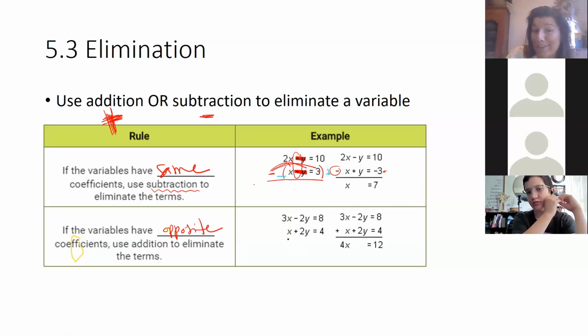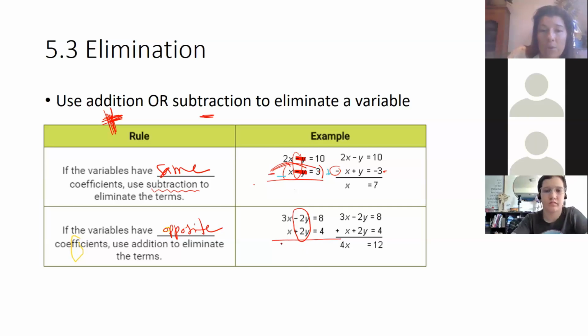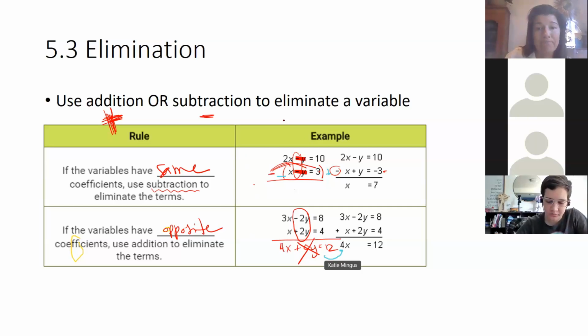You're going to just use addition. How cool is this one? You just add straight down. Notice those y terms go away. So we're left with 4x plus 0y equals 12 here, and that's what we wanted. We wanted to get rid of a y term. So remember, that's your goal with elimination, is to get rid of a term. Okay, so let's see what happens here on the next slide.